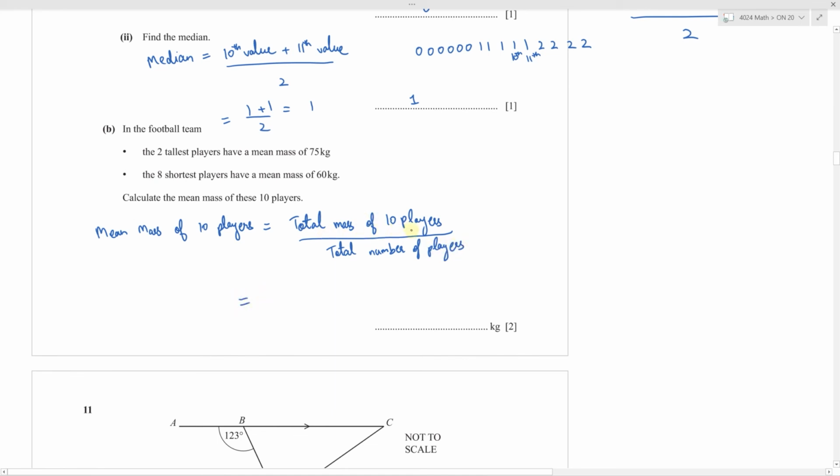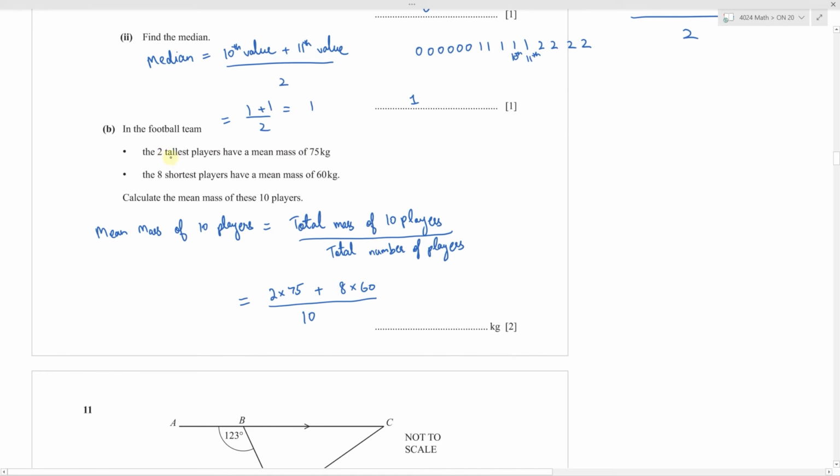So what is the total mass of 10 players? The two tallest players have a mean mass of 75 kg. That means the total mass of these two players will be 2 times 75, plus the 8 shortest players have a mean mass of 60. That means the sum of the masses of all of these 8 players will be 8 times 60. So this will be the total mass of 10 players, and then divide by the total number of players, which is 10. If you're confused how I got this 75 times 2, I can explain it quickly.